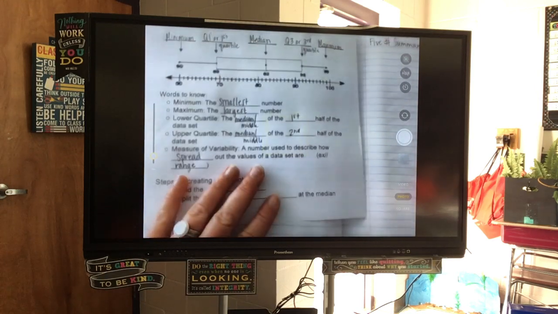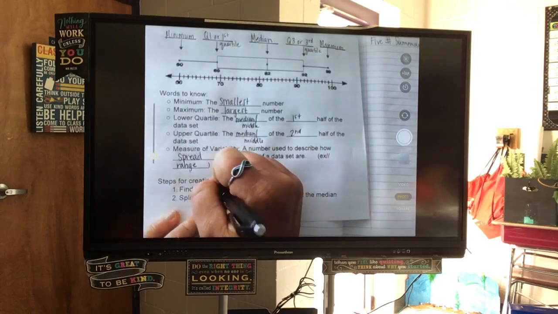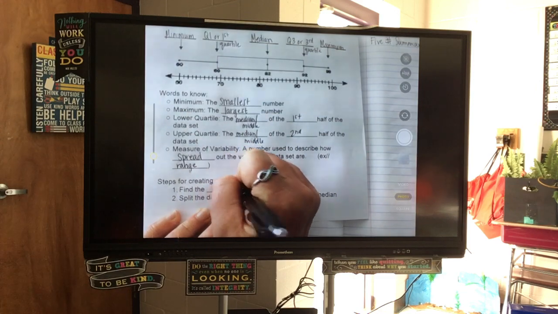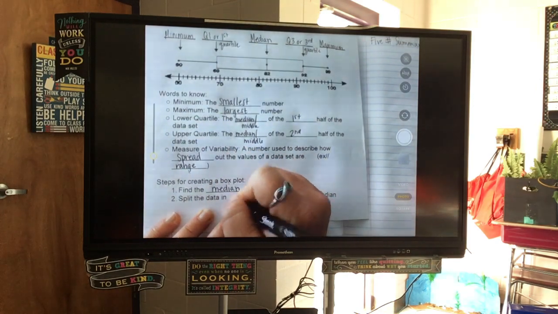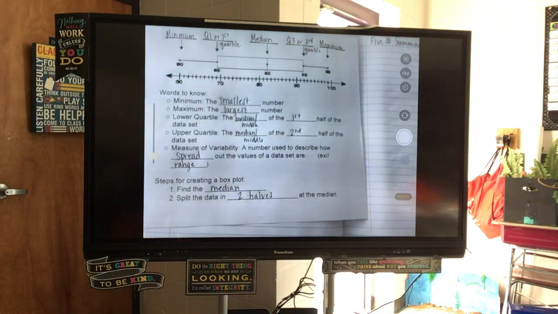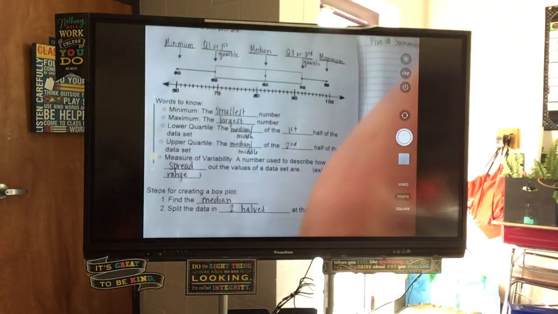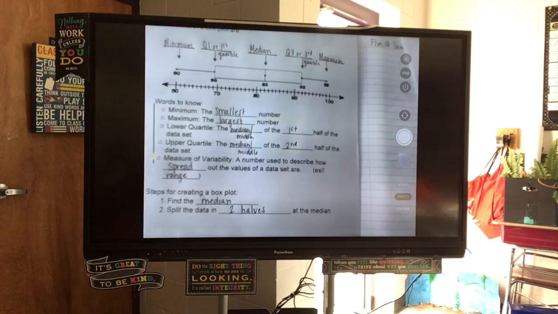All right, the way that you create a box plot is you find the median. And then essentially you split the data in 2 halves at the median. All right, so keep these notes out.